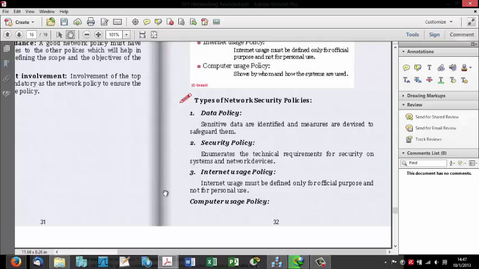The other one, security policies. They enumerate the technical requirements for security on systems and networking devices: firewalls, antivirus, VPNs, proxy servers. Then internet usage policies. Internet usage must be defined only for official purposes and not for personal use.